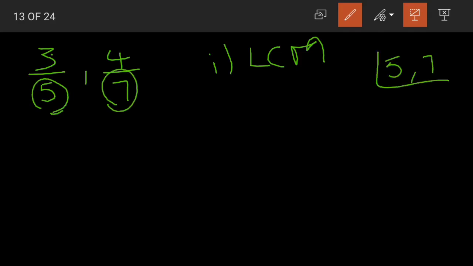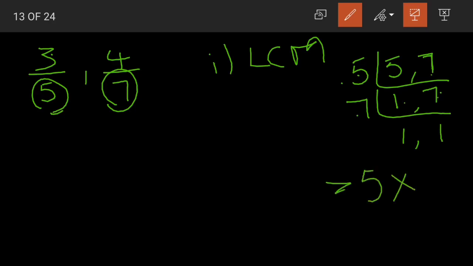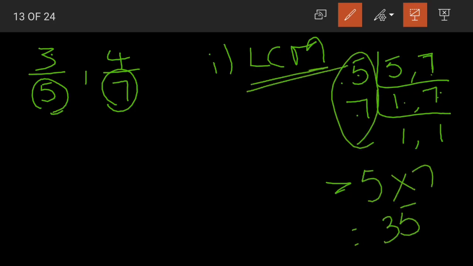5 comma 7. You guys know how to find the LCM, right? Now there is no common factor. We have 5 here, a prime number, in which 5 ones are 5. 7 does not go in the 5 table, so we'll write 7 as it is. Then 7, now 1 will be written as it is and 7 ones are 7. Now what will be the least common multiple? 5 into 7. 5 into 7 becomes 35. 35 will be our LCM.